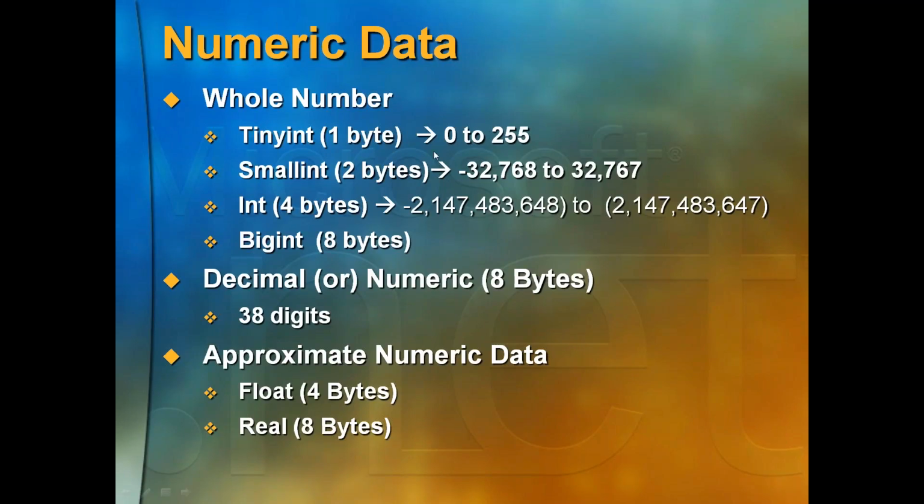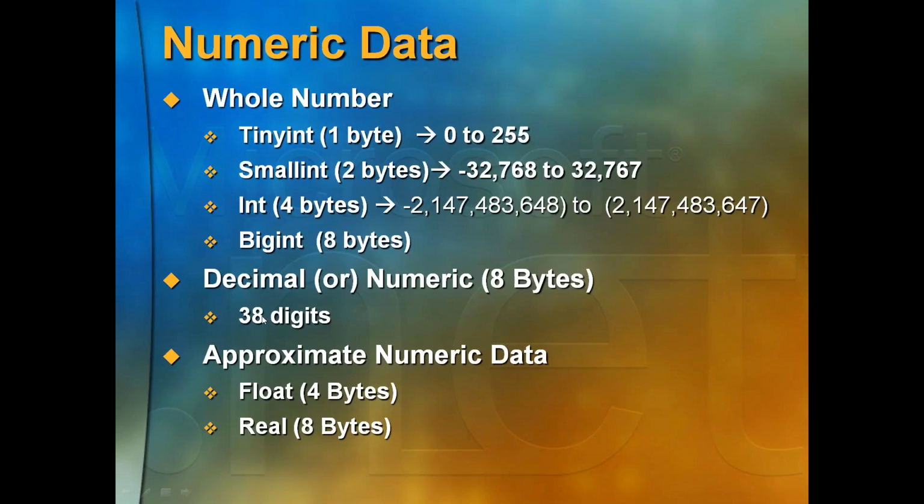So tiny int is going to take 0 to 255 positive numbers. Clear? So there is no negative data. If you want small int, you can have minus 32,768 to positive this number. So this is the range of data you can insert in that column. If you go in for integer, this is the size you can have. Clear? If you go in for big int, the range will be even bigger.